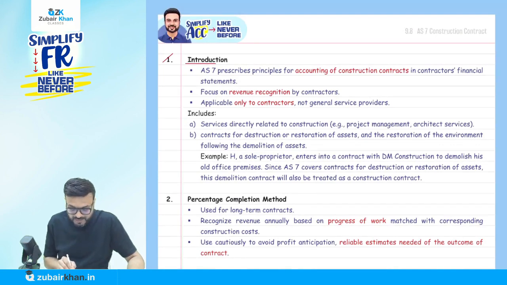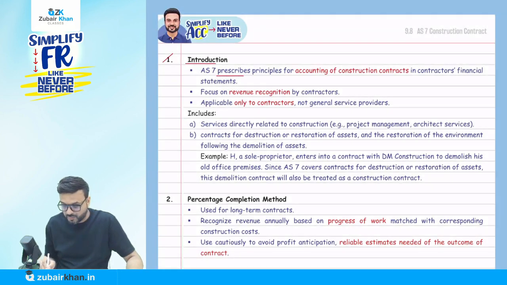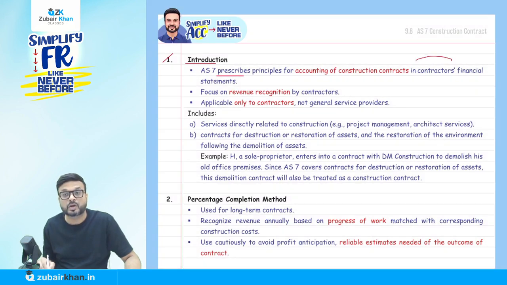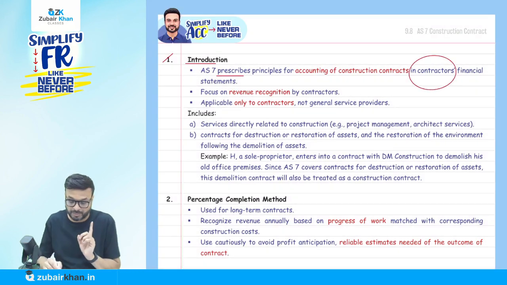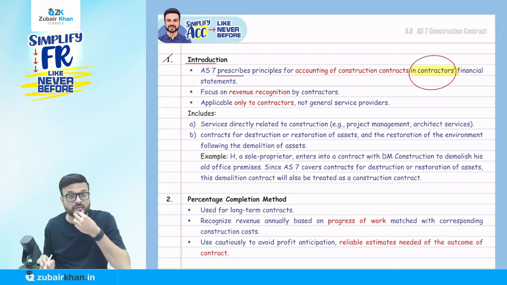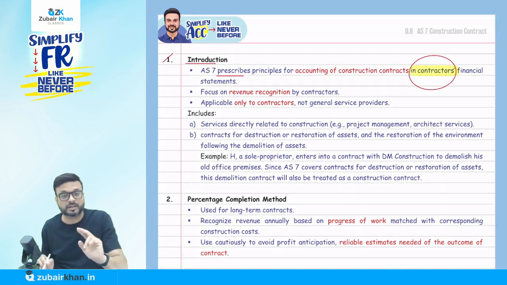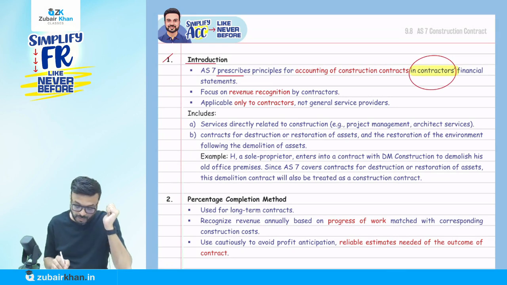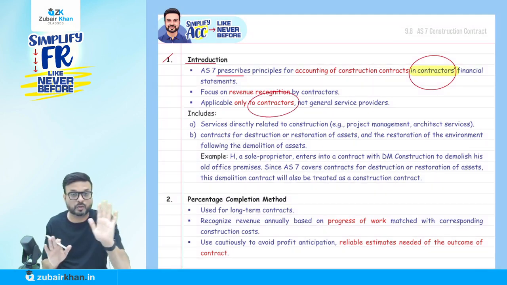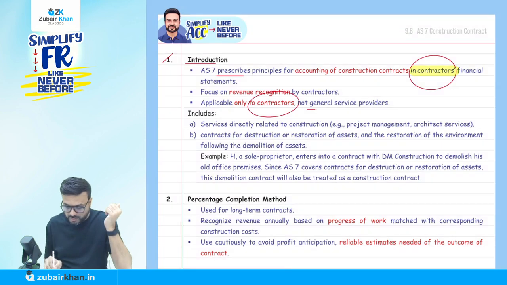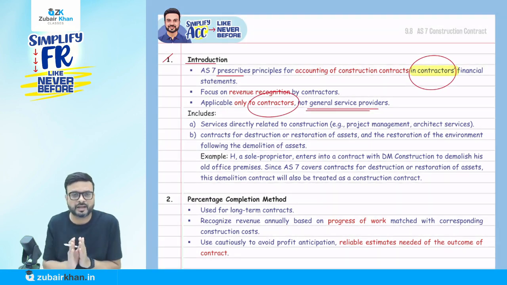AS 7 prescribes the principle for accounting of construction contracts in the contractor's financial statements. Remember, in the contractor's financial statements. Focus on revenue recognition, how the contractor is going to recognize the revenue in their books of account, and it is applicable only to the contractor, not to the contractee, and not to a general service provider. Generally, service providers are also not covered here.